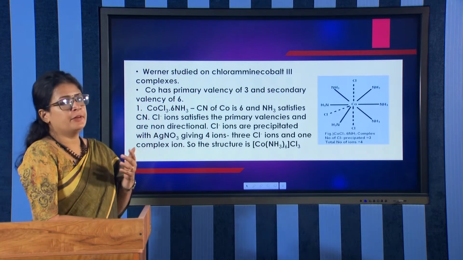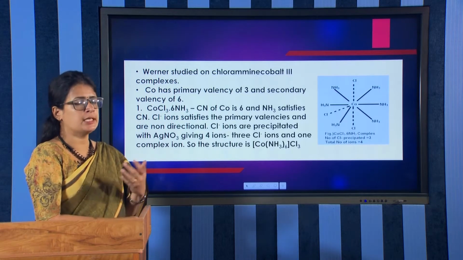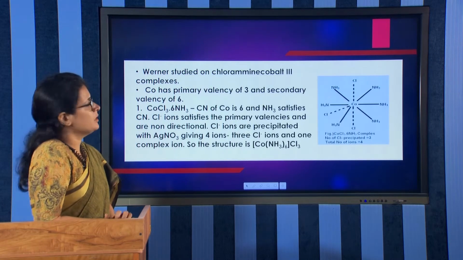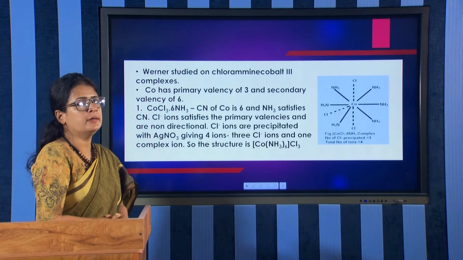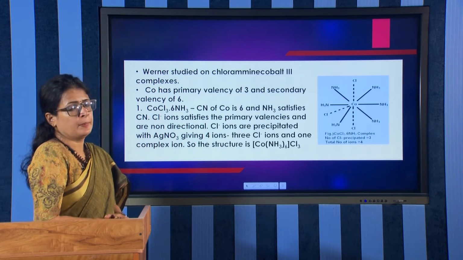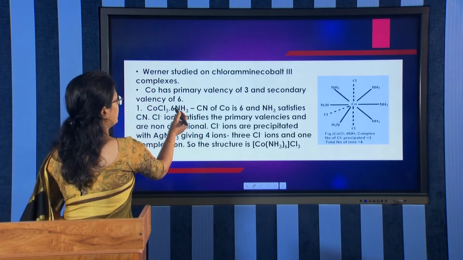Alfred Werner mainly studied chloroammine cobalt(III) complexes. In these complexes, cobalt has a primary valency of 3, which is non-directional, and a secondary valency of 6. The first complex which he studied was CoCl3·6NH3. The coordination number in cobalt is 6, and we have 6 ammonia molecules.